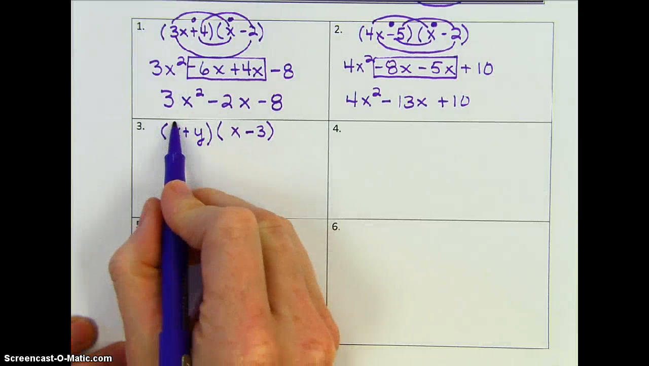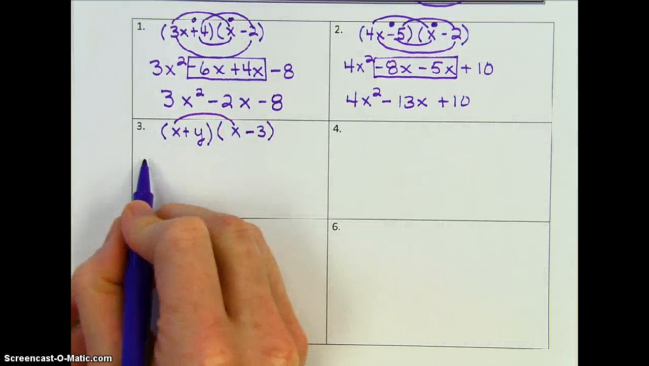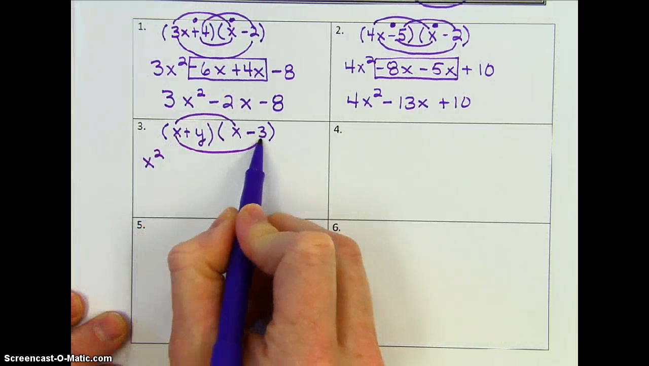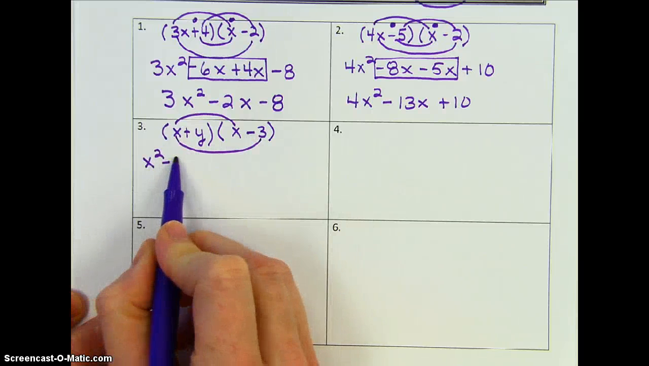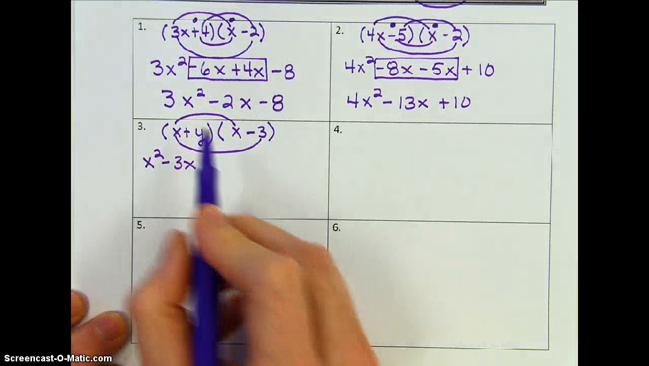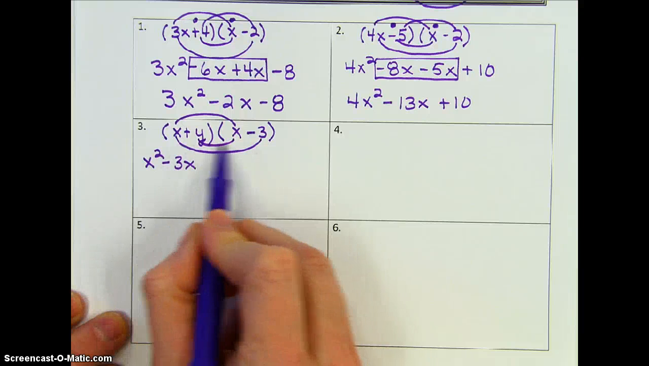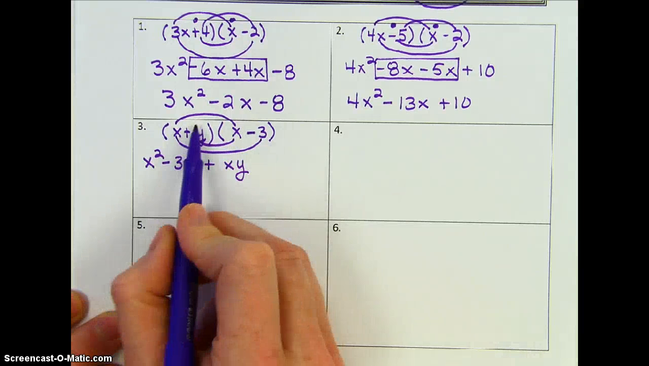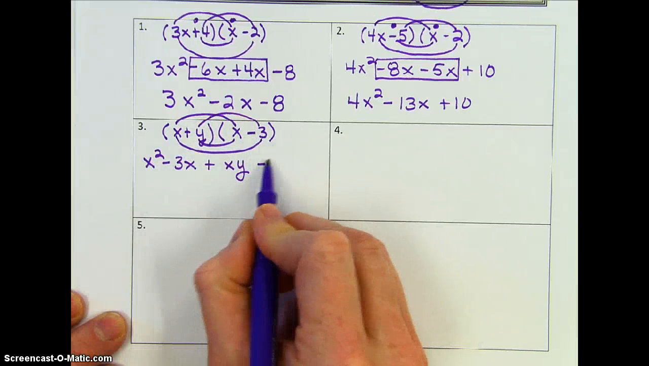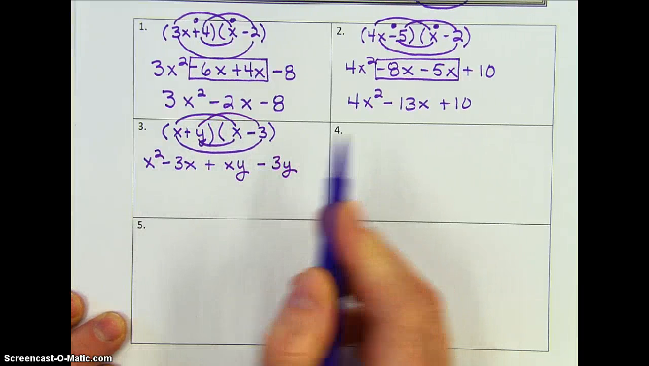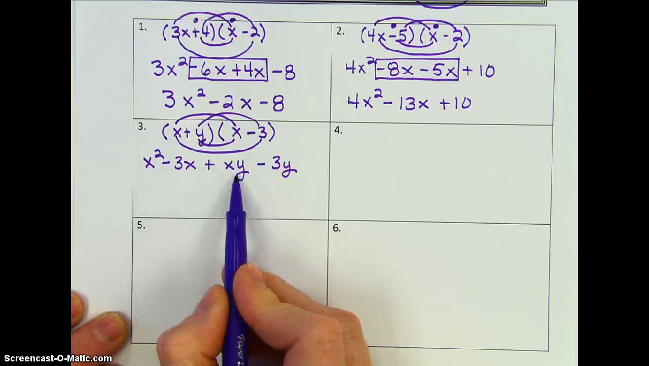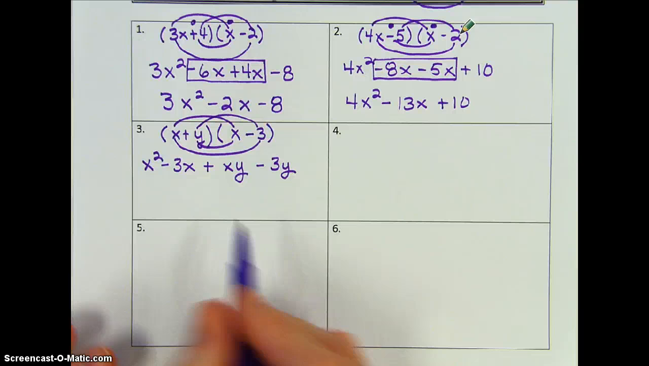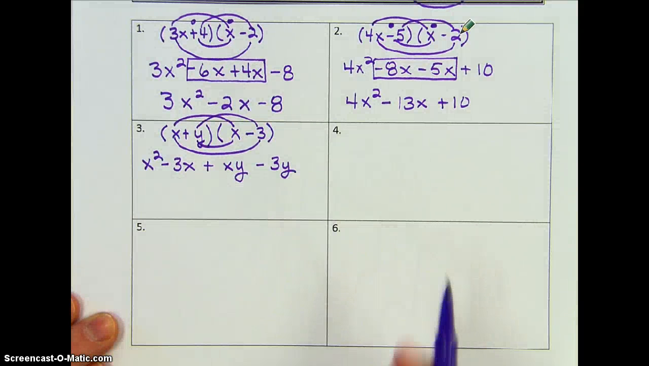So we would say x times x will be x squared. We would do outer, negative 3x. We would do inner, and when we do the inner part, that is x times y. And then we do last, and that is negative 3y. Now I'm looking at this one, and I'm not really seeing any like terms, therefore we just leave it. That is your answer. Okay, so it's just a polynomial.